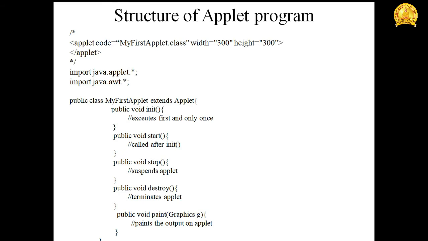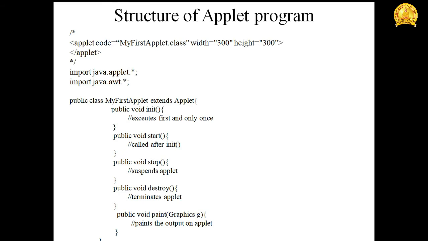Now we'll define the class: public class, and the name of the class is MyFirstApplet. This name must be the same as mentioned in the applet code tag. In the applet code, we have mentioned it as MyFirstApplet.class. The name should be the same. So public class MyFirstApplet extends Applet. If you want to make your Java program an applet program, you have to extend the Applet class in your Java program. So MyFirstApplet is a child of the Applet class now, so it can use the functionalities of the Applet class.